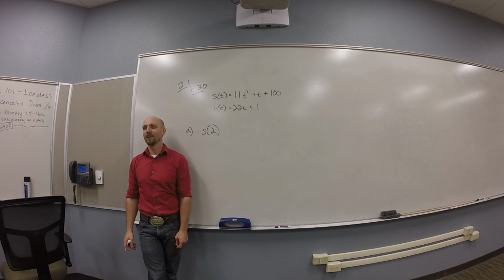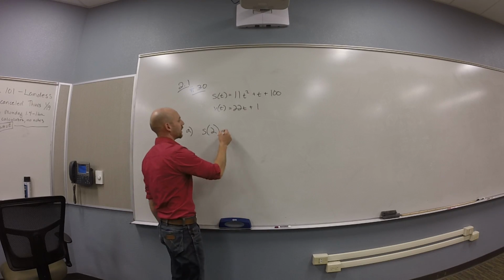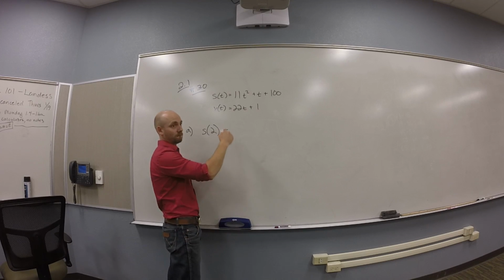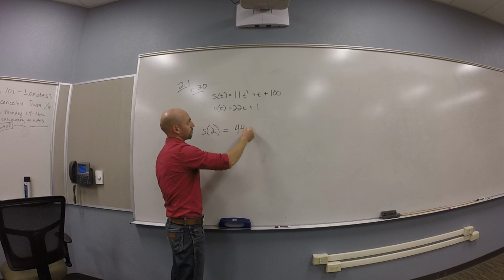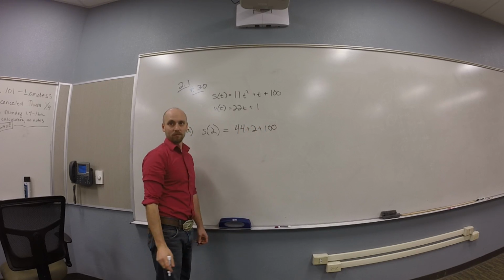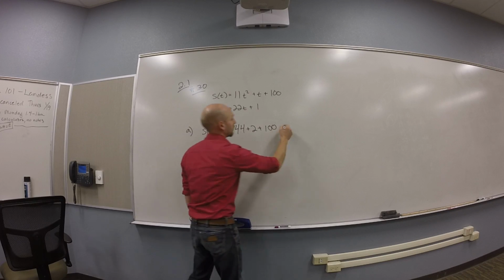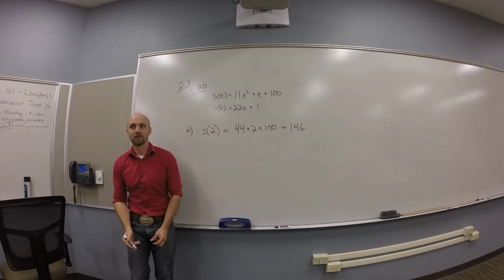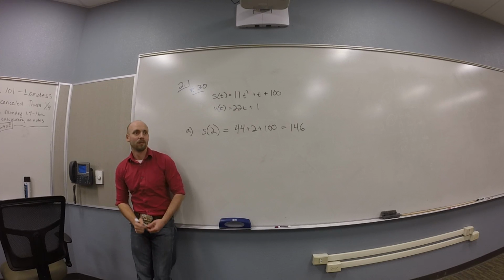And then they ask where it is. How is that different than S of 2? It's sort of not, right? I could evaluate S of 2. So if I evaluate S of 2, what do I get here? 11 times 2 squared plus 2 plus 100. 44 plus 2 plus 100. Okay, so I got 146 miles. Cool.